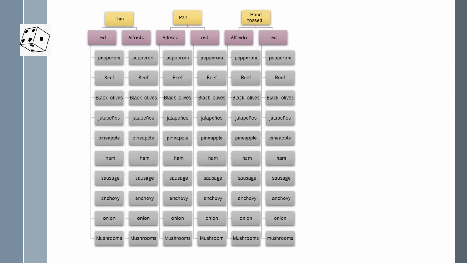All right, if you've made your tree diagram, this is what you would have come up with. You would have your 3 types of crust and 2 types of sauce and your 10 ingredients. So using the shortcut method, we could say 3 times 2 times 10, and we should end up with 60 combinations.